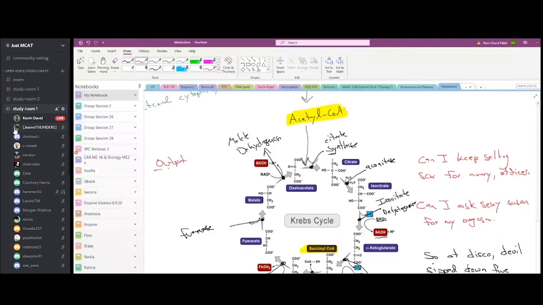And let's do the output for 2 pyruvate, right? For every glucose molecule, we have 2 pyruvate. So for every 2 pyruvates, what do we get? Pyruvate. I can't spell today. Let me do this again. Pyruvate. There we go. Bingo. Good job, Kevin. Thank you.